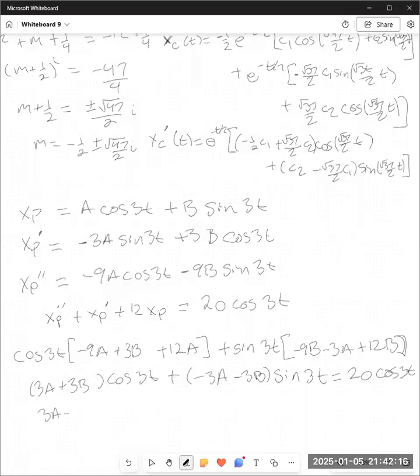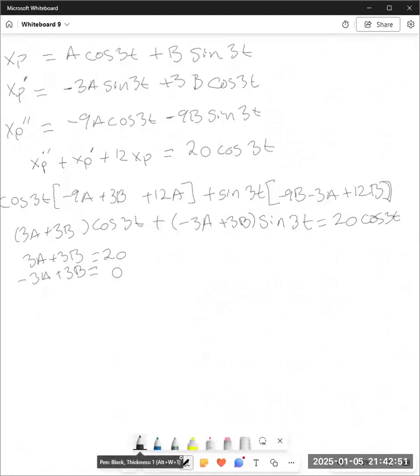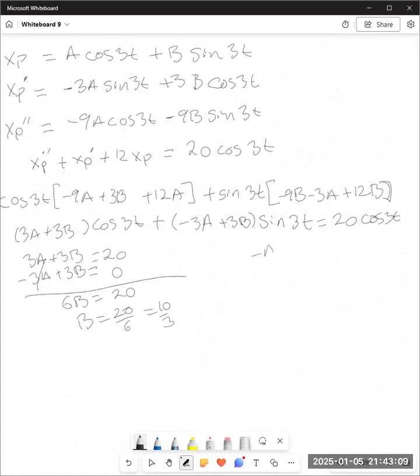So 3a plus 3b needs to be equal to 20, and negative 3a plus 3b needs to be equal to 0. All right, so let's do this by elimination. 6b is equal to 20, and b is equal to 20 over 6, which is 10 over 3. And if that's the case, then we have negative a plus b equals 0, so b equals a. So a is also equal to 10 over 3.